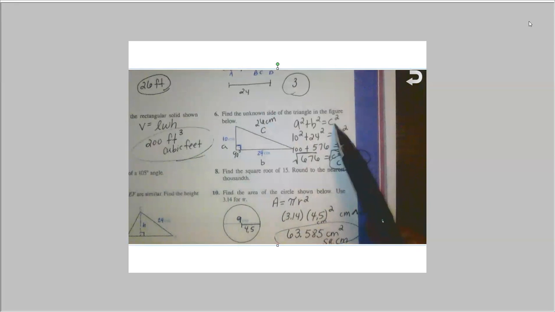10 squared plus 24 squared is the same as 26 squared. That's what the Pythagorean theorem says. Now, in this problem, we were missing C, so we squared our numbers and added them together. And then we took the square root.